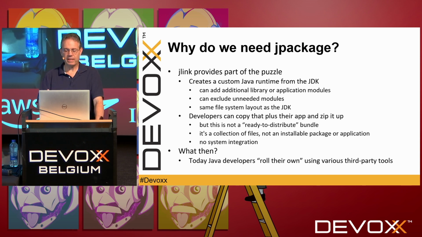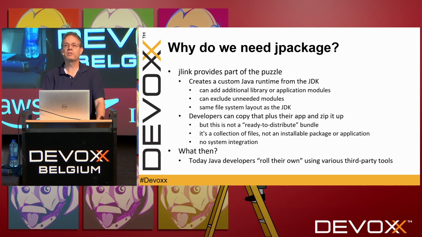What it then does is it creates a new JDK. So it will take the existing JDK, add some stuff, remove some stuff, and create a new JDK over here. That JDK is now something that you can use to run your application. If your application was modular, it might even already include your application. But it's not an installable bundle. It's still a file system layout that looks just like the JDK.